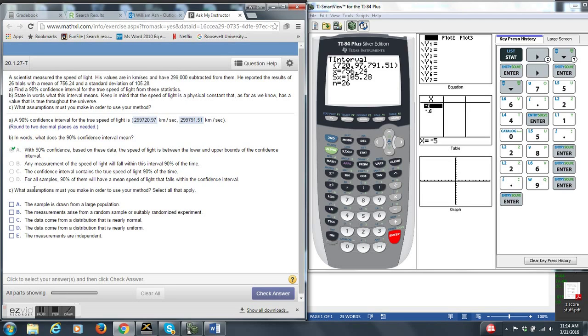And I guess the rest of this is looking at things. But the main thing was I can put these things in the calculator. So, I don't know. Hope that helps. If it doesn't, let me know.